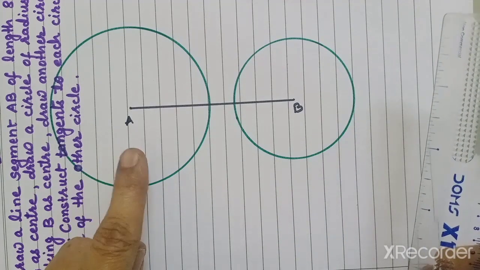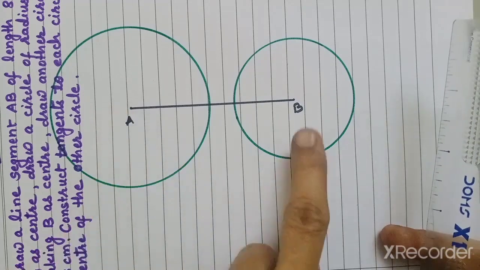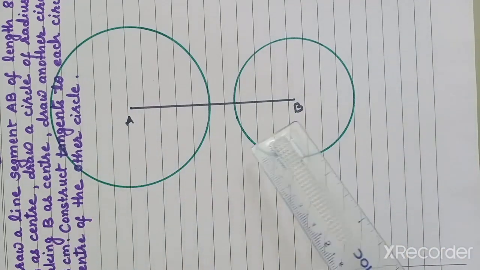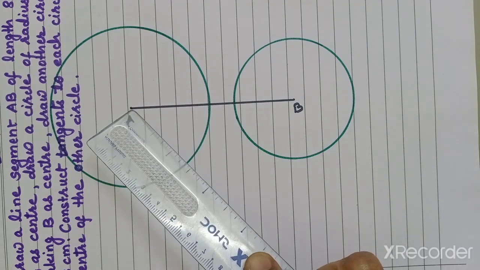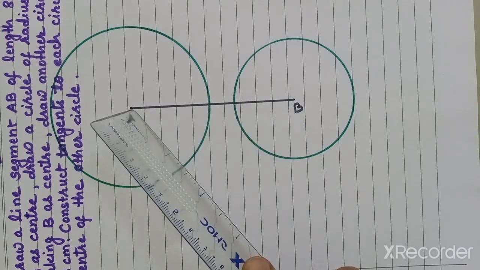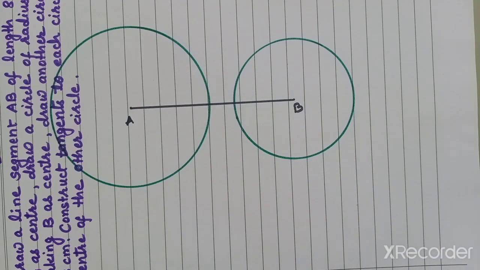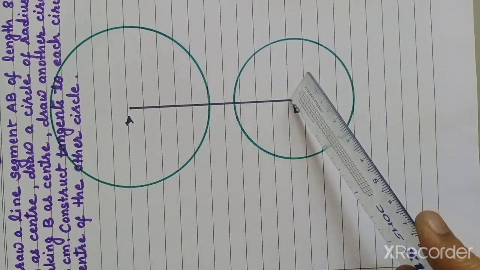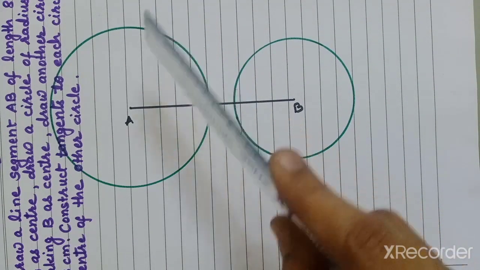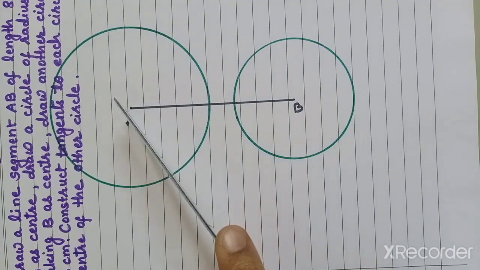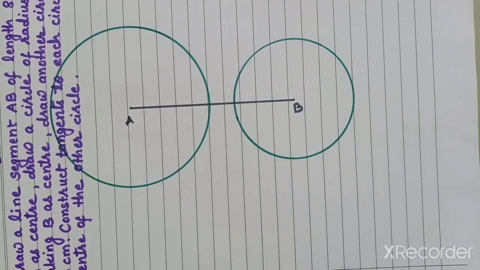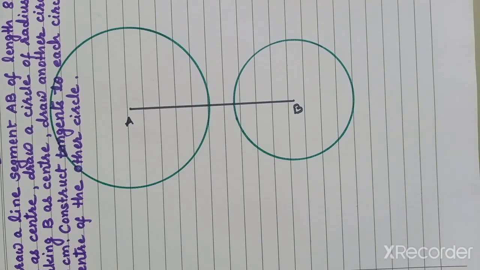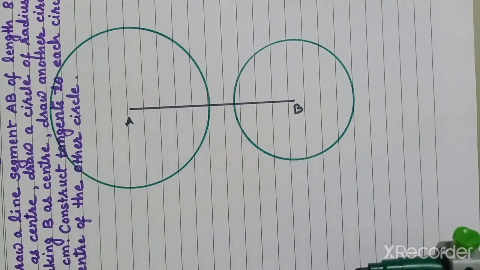So for this bigger circle with center A, point B is an exterior point, and for this circle with center B, point A is an exterior point. So from these 2 points we have to draw tangents to the other circle. That means from point B, draw tangents to the circle with center A, and from point A, draw tangents to the circle with center B. Understood?